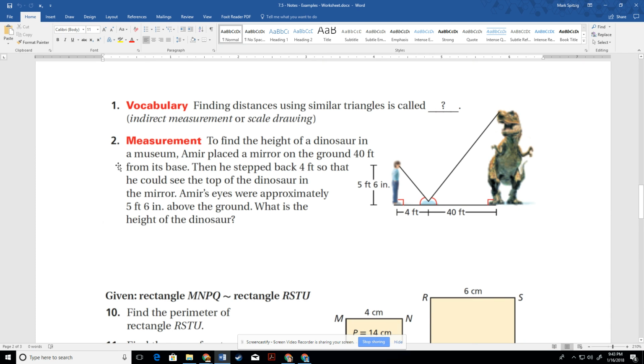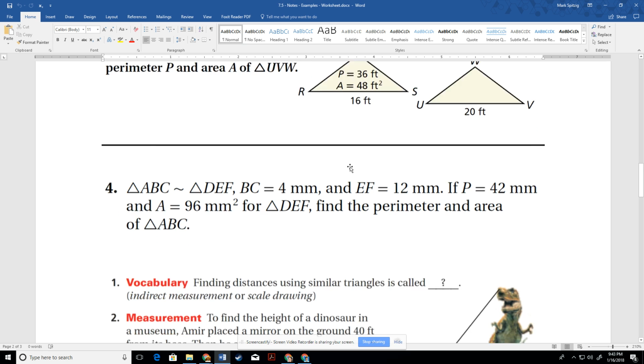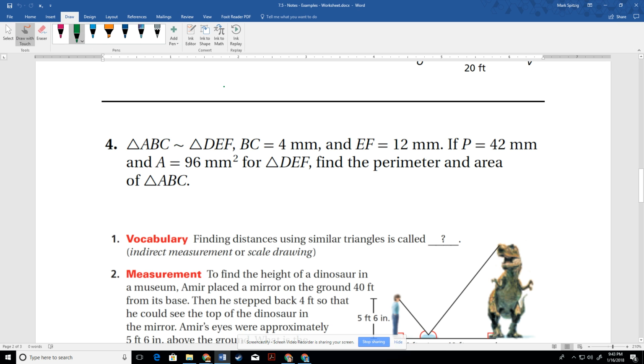All right, so here we go for 7.5, last one in this section. So we'll get started here. So number 4, it does say that the two triangles are similar, so we know which sides and angles and everything match up based on that similarity statement, which is nice.